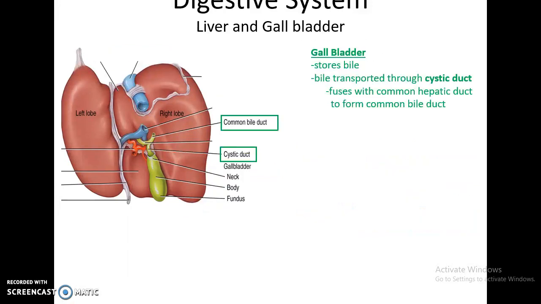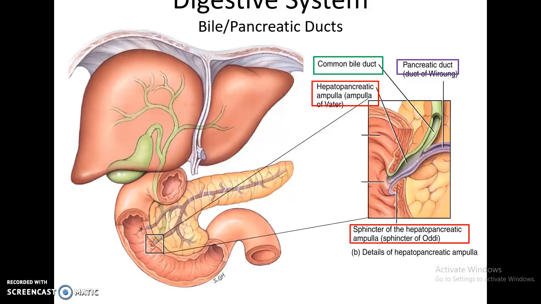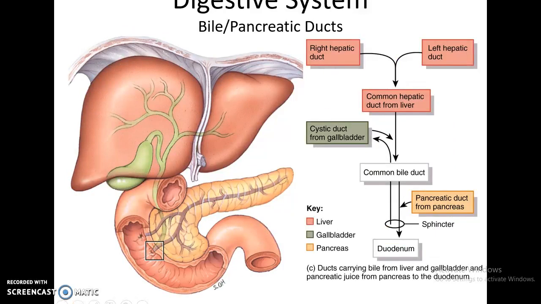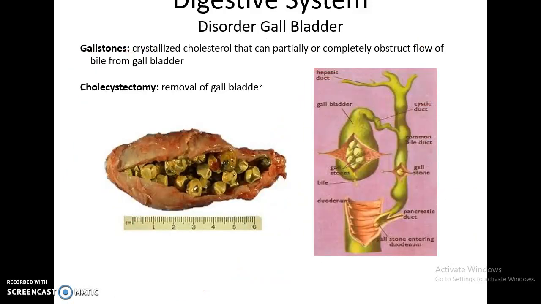Gallbladder. Gallbladder stores bile. That's the only thing it does. And then it releases bile through the cystic duct into the common bile duct. As mentioned before, the common bile duct fuses with the pancreatic duct to form the hepatopancreatic ampulla, which then releases its contents through the hepatopancreatic sphincter into the duodenum. So that is the route it takes.